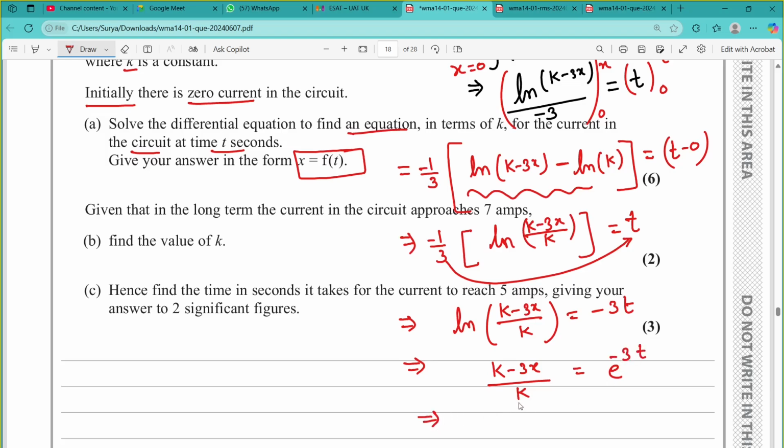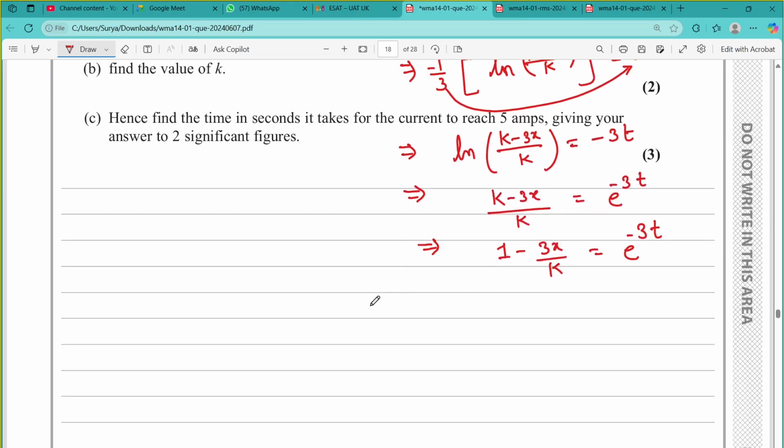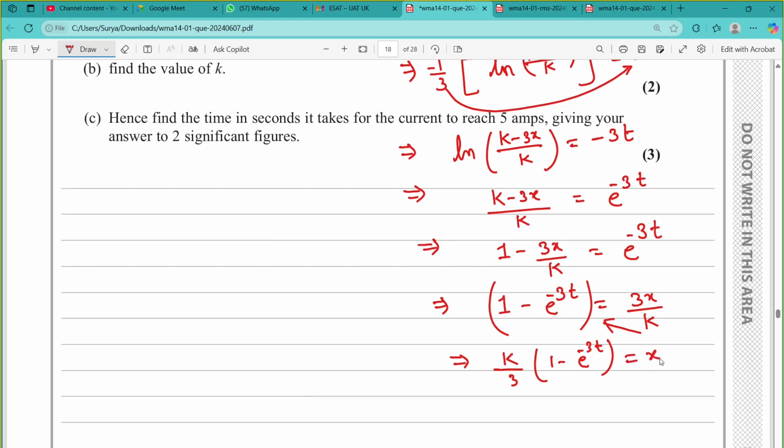Now we can separate them. So it should be 1 minus 3x over k equals e raised to the power minus 3t. Now you can simplify it. So 1 minus e raised to the power minus 3t equals 3x upon k. Now shift these things to the other hand side. So it will be k over 3 times (1 minus e raised to the power minus 3t) equals x. Have you understood it? Please ask any doubt if you have.